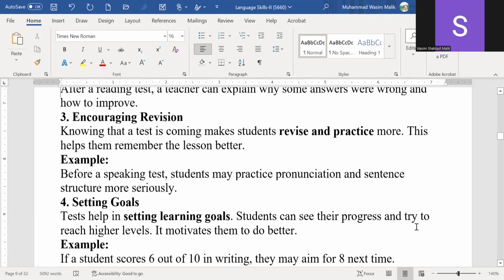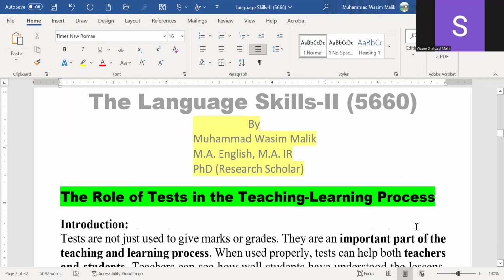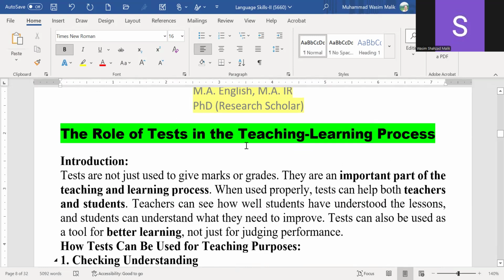So students, that was our question, which we have discussed in detail, the role of tests in the teaching learning process.